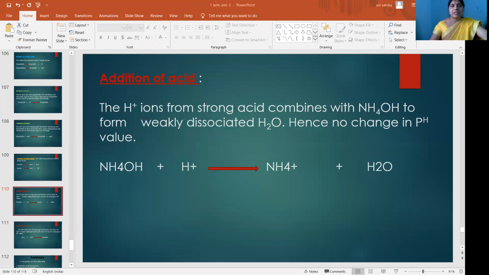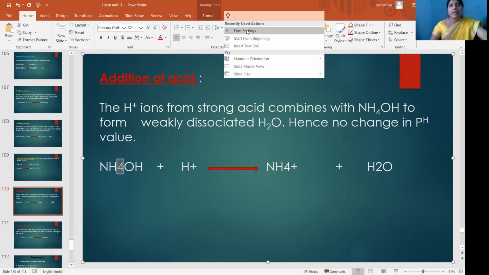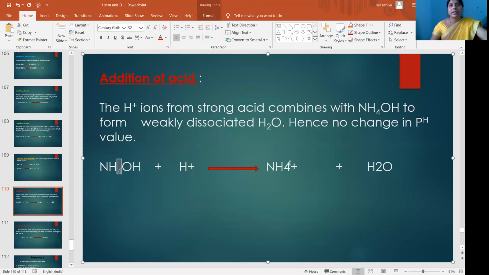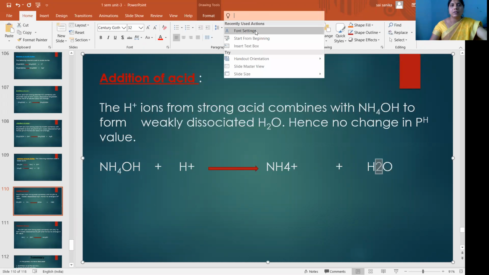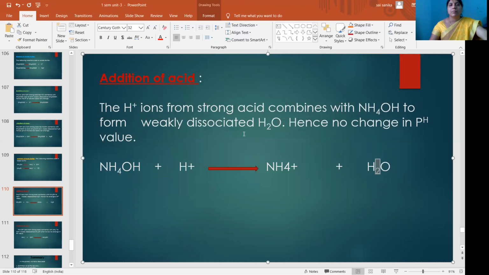These H plus ions will react with the NH4OH molecule. When they react, what will they form? They will form NH4 plus ions and weakly dissociated water molecules. So that's why pH is not changing. Like this, the action of a basic buffer is similar to the acidic buffer.